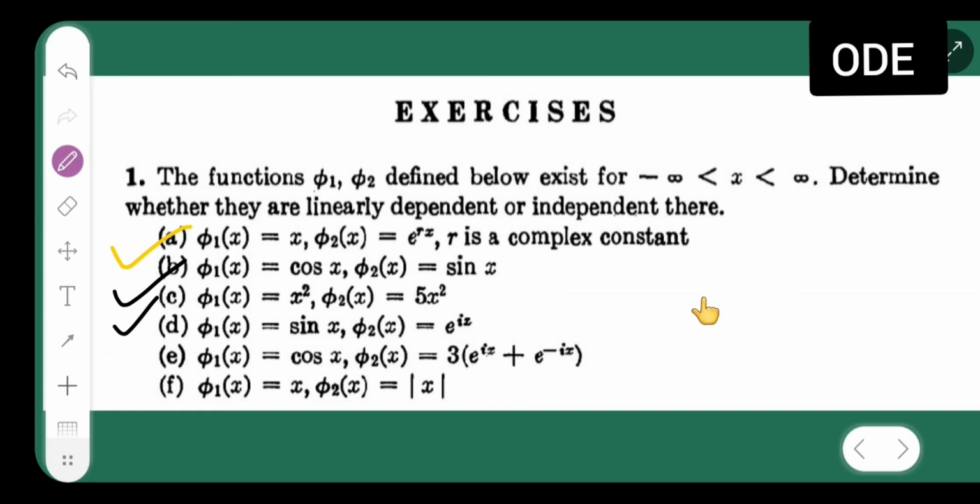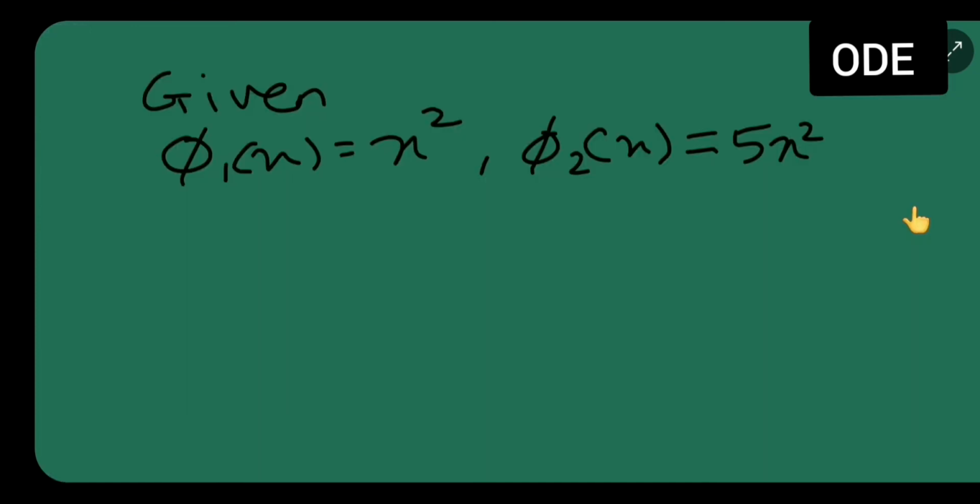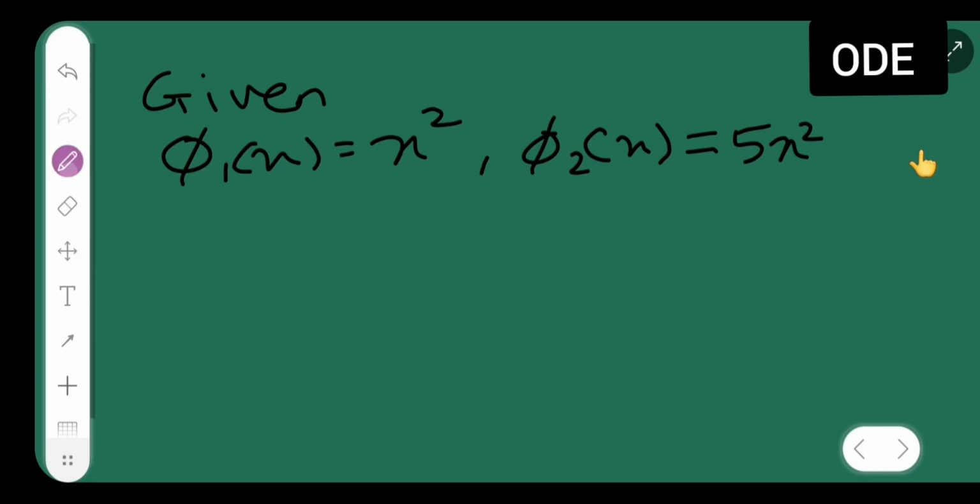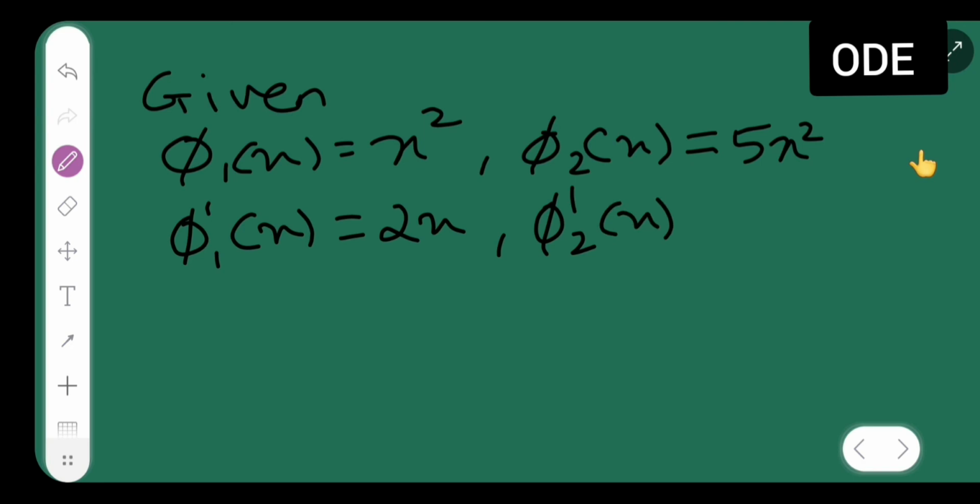Now I will be doing this C1. Let me start. Phi 1 of x is equal to x square and phi 2 of x is equal to 5x the whole square. Now what is phi 1 dash of x? It is 2x. And phi 2 dash of x is 5 2s are 10, so 10x.